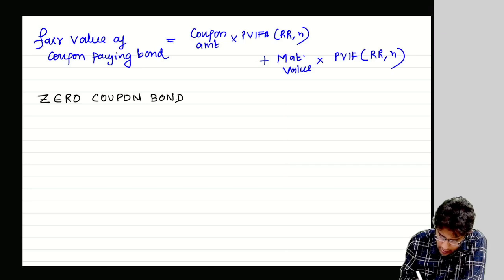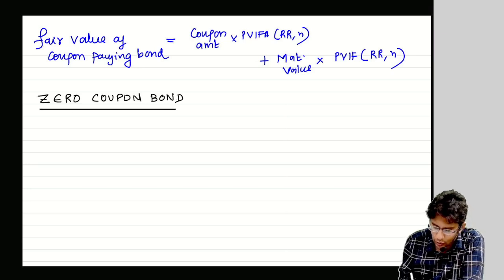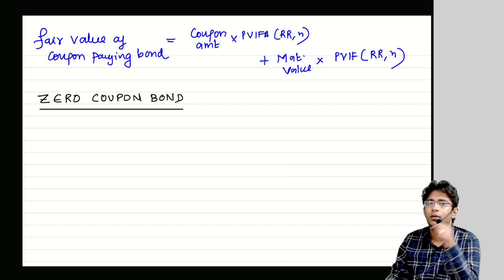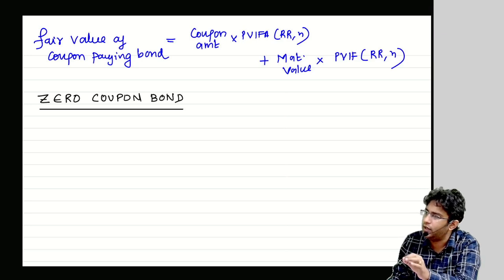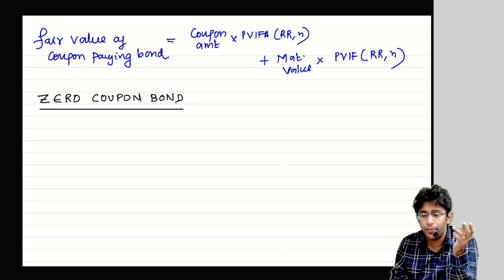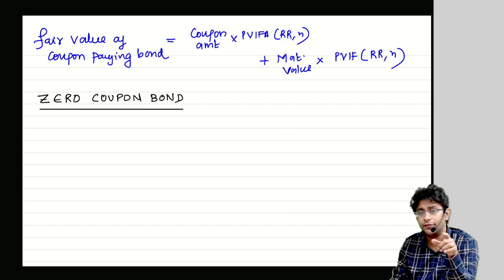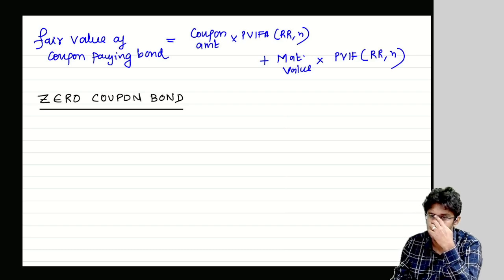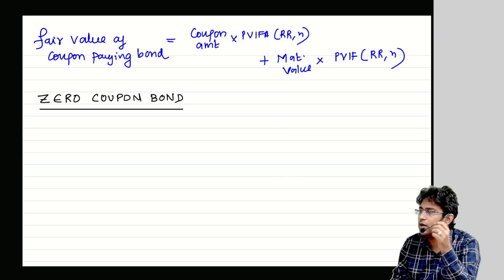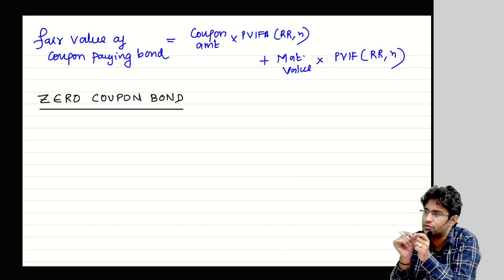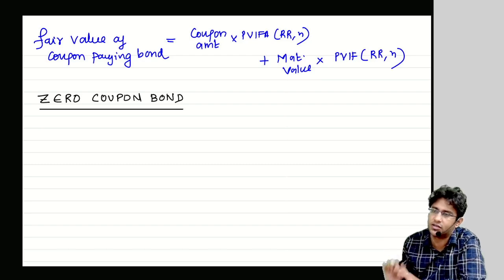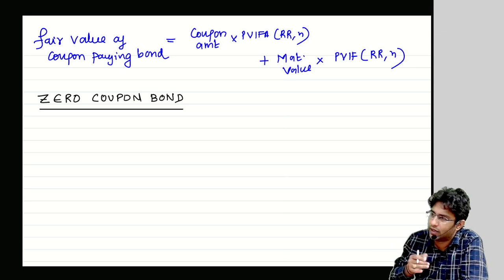Zero coupon bond. Zero coupon bond means the coupon rate is 0%. The company will not pay you any interest at all. Sir, when the company does not pay any interest, why the hell will I invest in that company in the first place? That's all. A bond is issued at discount, redeemed at par. So the difference is your interest income. Every year you won't get it, at once you will get it.